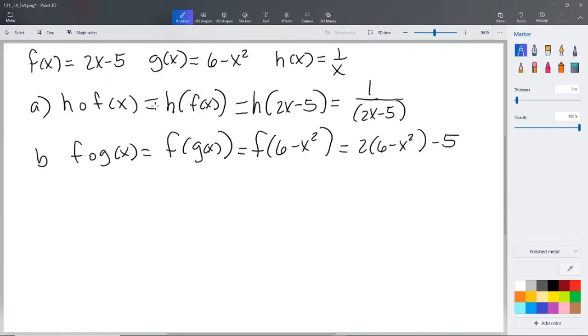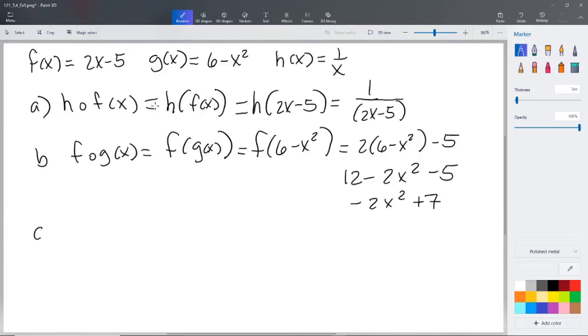2 times 6 is 12. 2 times minus x squared is minus 2x squared. And, of course, we still have this minus 5. And we can consolidate the 12 and the minus 5 for a grand total of plus 7. And so we're going to have our final answer being minus 2x squared plus 7. And there we go. We worked in my favorite number on that problem as well.